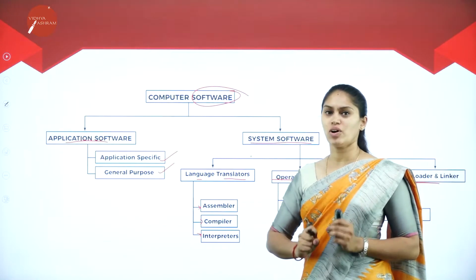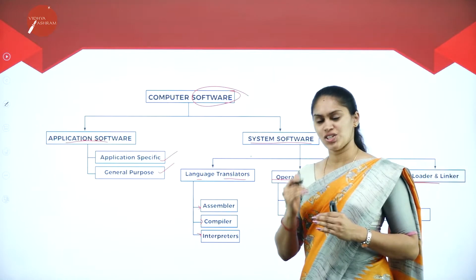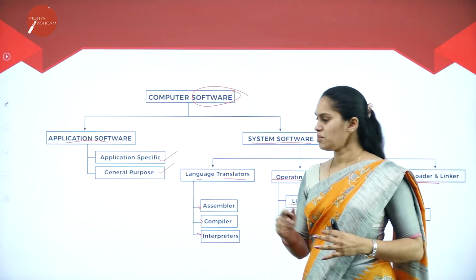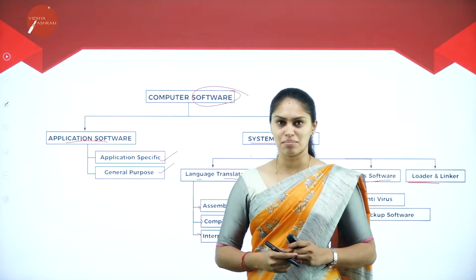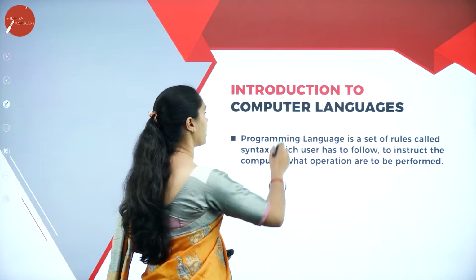So this is regarding what software is, its definition, its types, and in each type, the two categories of application software along with an example. Now we'll see the next topic.